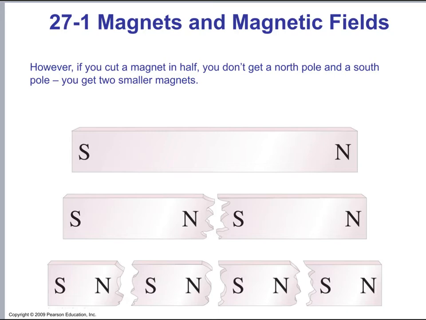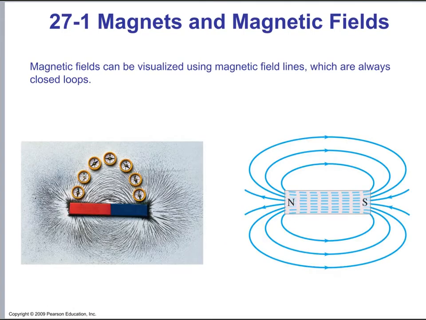So we see this in this slide. We can take a large bar magnet. If we break it in half or cut it in half, we don't end up with isolated south poles or north poles. You get two bar magnets. And if I cut these in half, then you get four bar magnets, each of them with their own south pole and their own north pole.